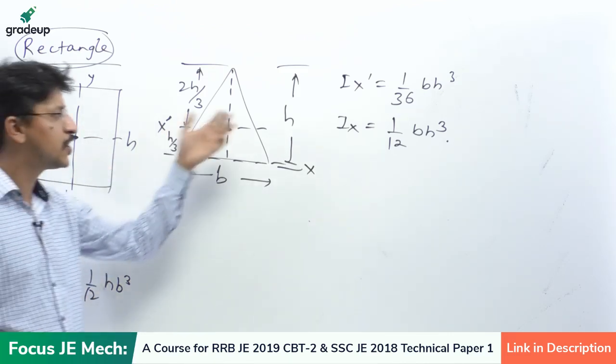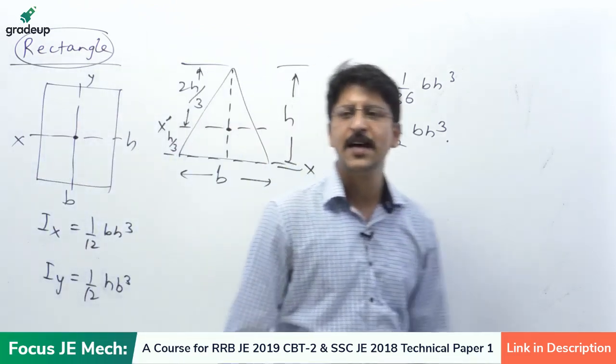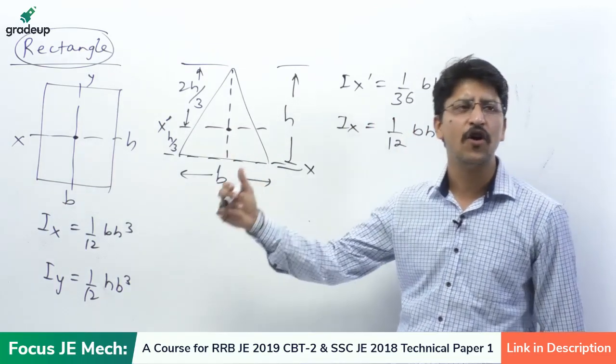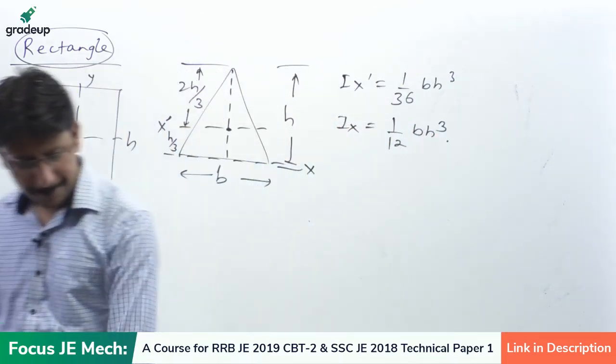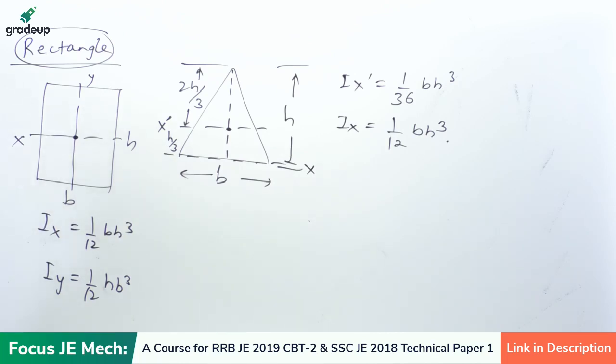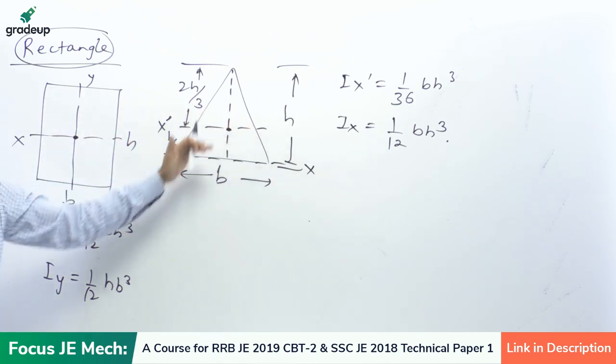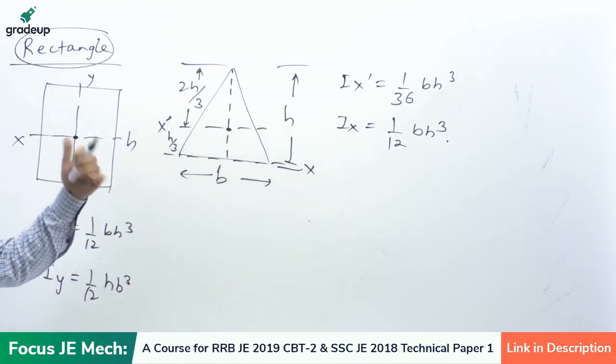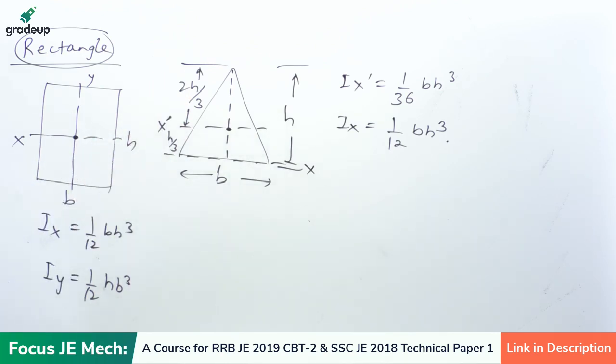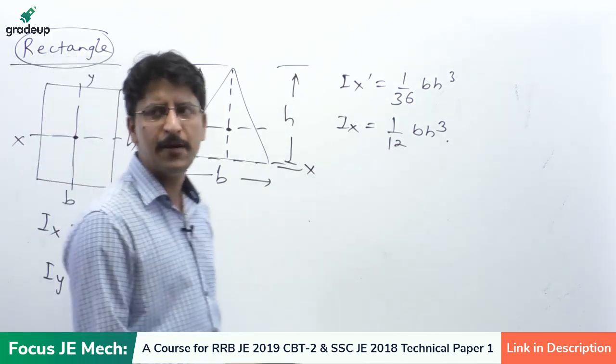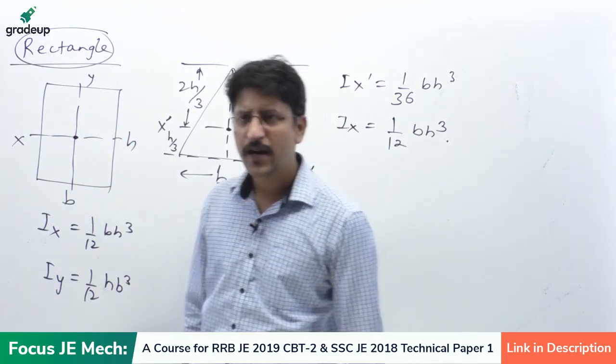These are very important. We use them in the subject of strength of materials as well, in the SFD, BMD and all. So please remember them. Clear? Is it clear everyone? BH cube by 36 is about the centroid. About the base it will become 1 by 12 BH cube, or BH cube by 12. Clear everyone? Tell me fast. Then I will proceed. I have to take a lot of formulas here.